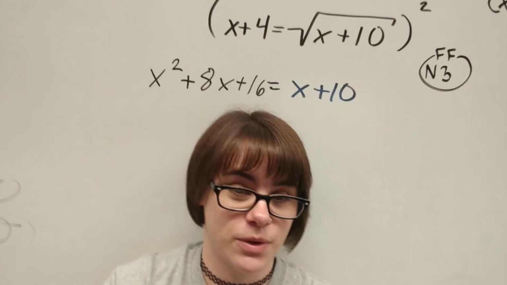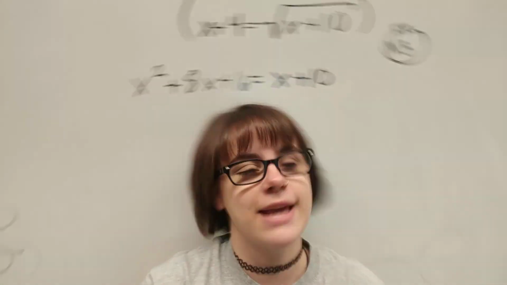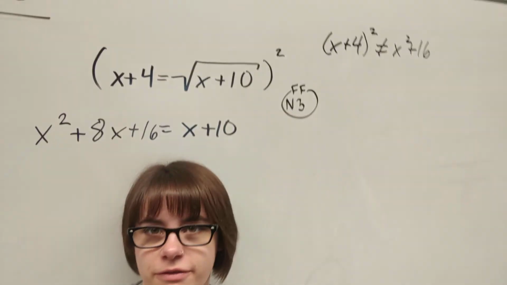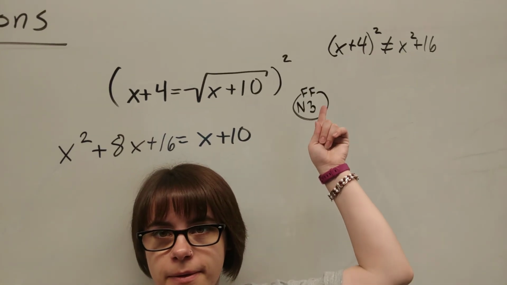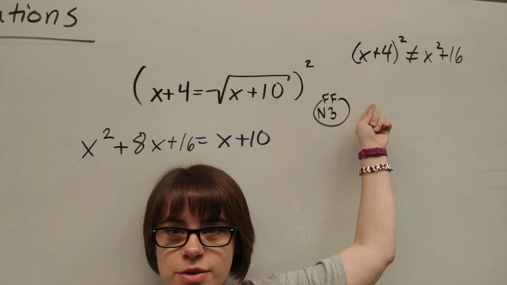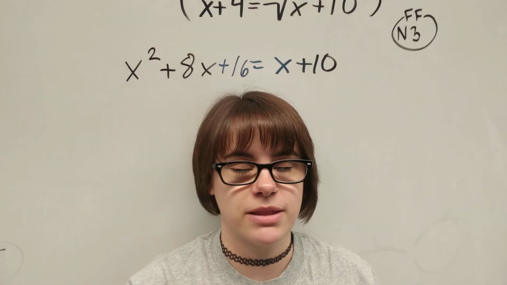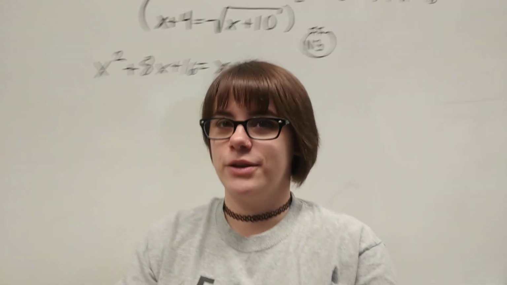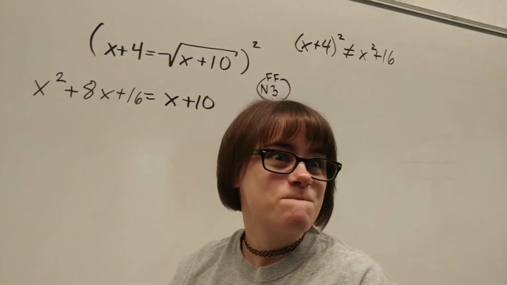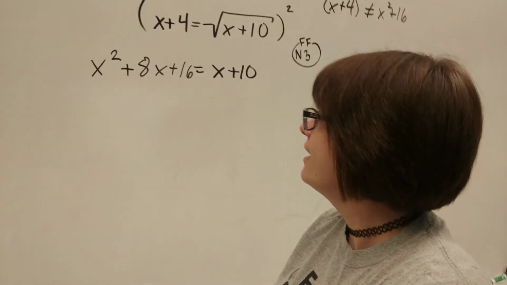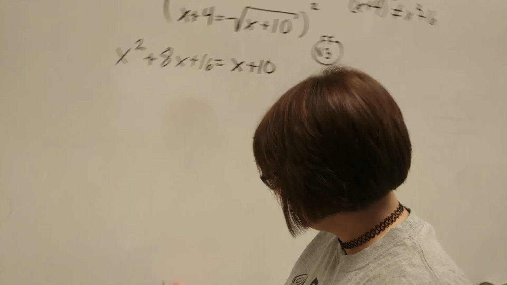And now what we're going to do is get the whole side equal to 0. Is everyone with me? Yes. I can solve that using either the double distributive method, the box method, or FOIL. Notes 3.